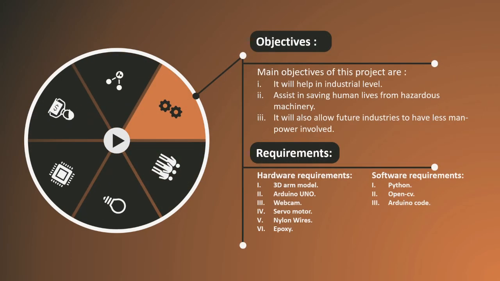Objective. The main objectives of our project are that it will be helpful on an industrial level. It will be a great help in saving human lives from hazardous machinery, and it will also allow future industries to have less manpower. The hardware requirements of our project are a 3D arm model, Arduino Uno, webcam, servo motors, nylon wires, and epoxy. The software requirements are Python, OpenCV, and Arduino.